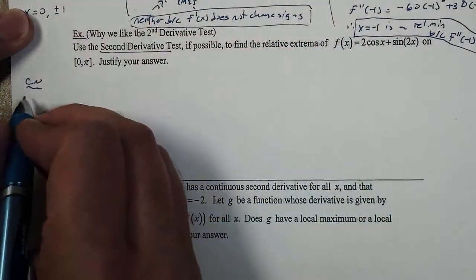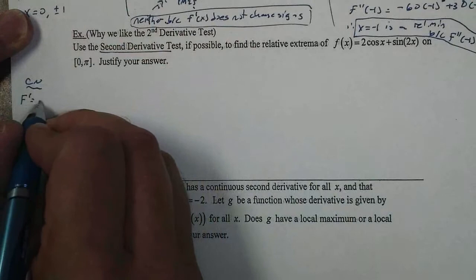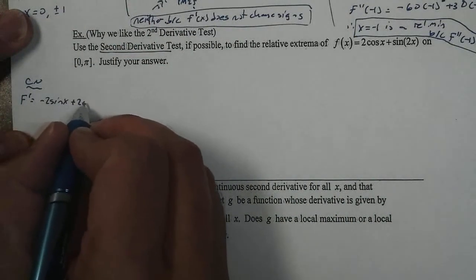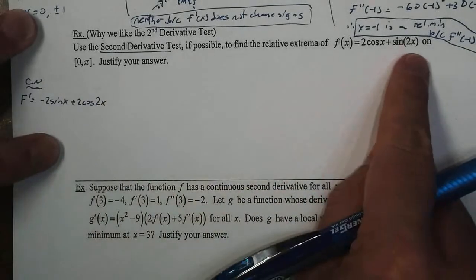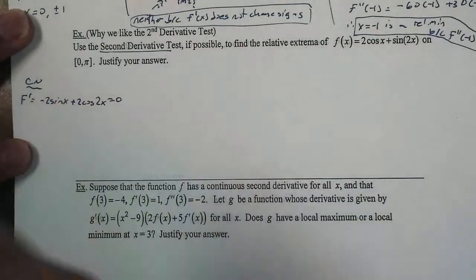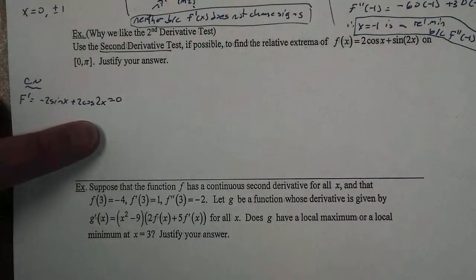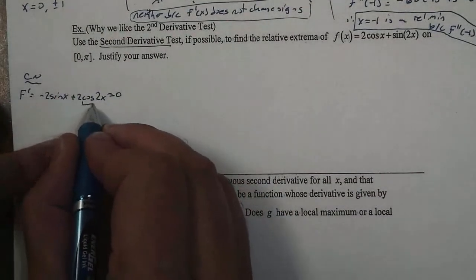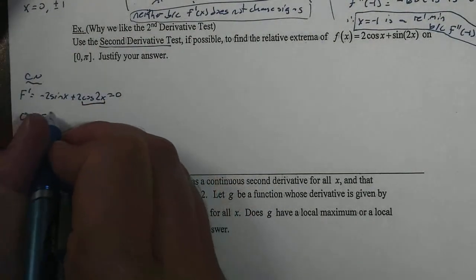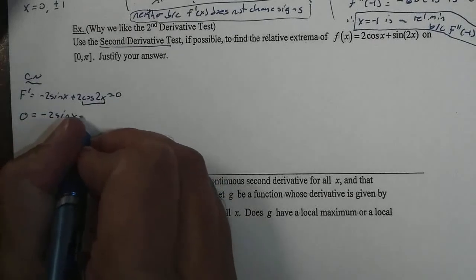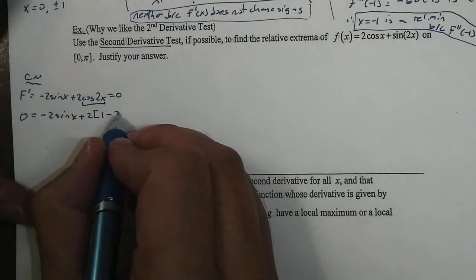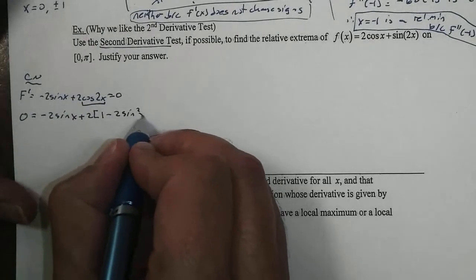Trig functions. I need my derivative, so that's going to become negative 2 sine x plus 2 cosine 2x. Don't forget, that's our chain rule. Now, I have to set this equal to 0. The problem is I can't solve it. So I am going to use one of my trig identities for this cosine of 2x. So this would become 0 equals negative 2 sine of x plus 2, and I'm going to convert this to sine, and that just becomes 1 minus 2 sine squared of x.